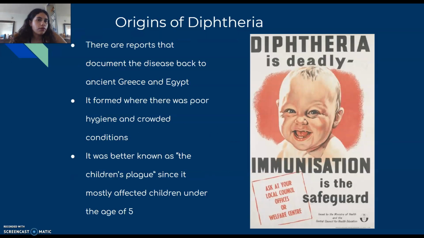So what are the origins of diphtheria? There are reports that document the disease back to ancient Greece and Egypt. There were a lot of people that would report these membranes on the throat, but nobody could connect that it was the same thing. So there were multiple reports of diphtheria, but nobody could put two and two together to realize it was the same disease, so nobody knew how to fight it. It formed where there was poor hygiene and crowded conditions. And it was also known as the children's plague since it mostly affected children under the age of 5. So it was basically a death sentence.